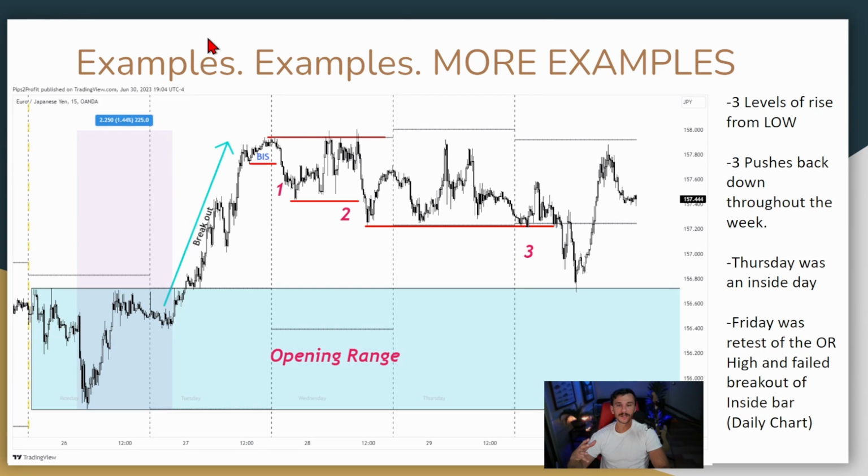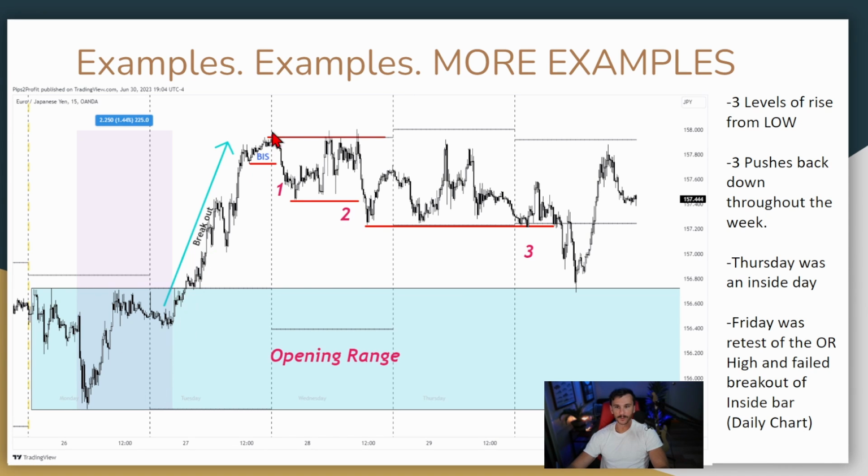So now I'm going to get into a bunch of examples. And I think that as I go through them, you're going to start to see how you can frame ideas around market structure, the weekly templates, the opening range, and if you can continue to go back in your own charts and find all of these examples, there's only so many things the market can do throughout the week.